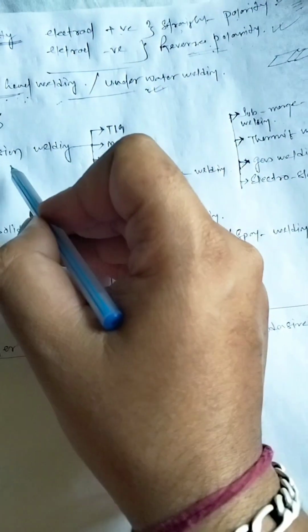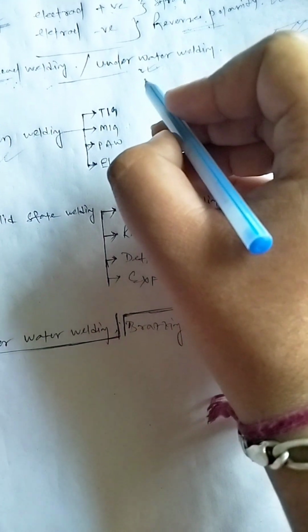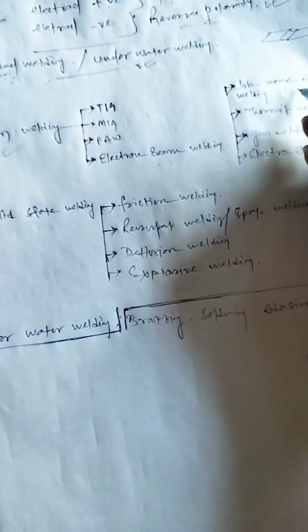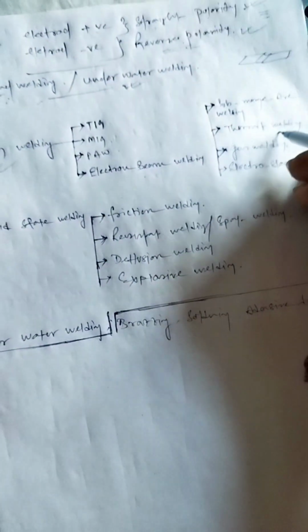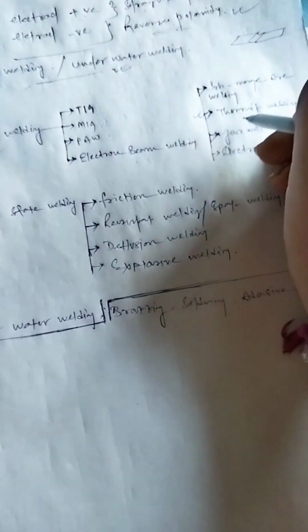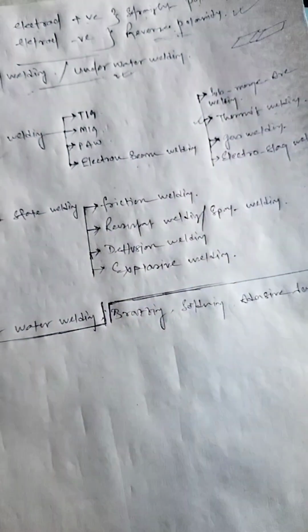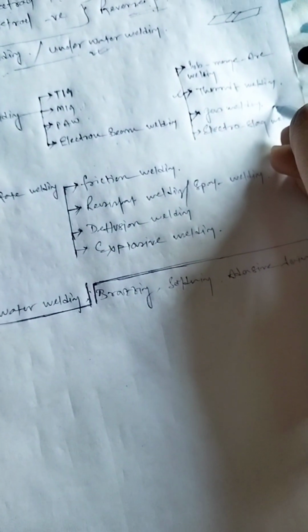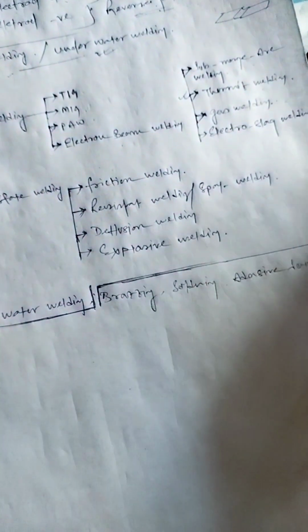So the first one is the fusion welding process. Here we have TIG welding, MIG welding, plasma arc welding, electron beam welding, the submerged arc welding process, and thermite welding, which is very important. It is like a portable welding technique. Then gas welding, which is also known as the oxy-fuel gas welding process. Then the electro slag welding process.